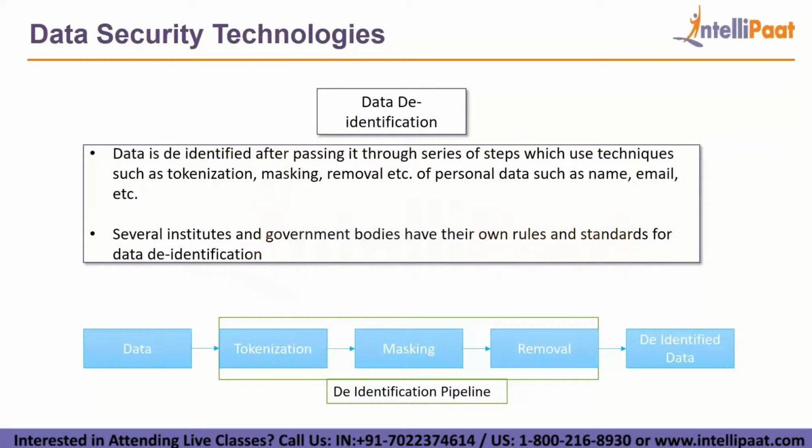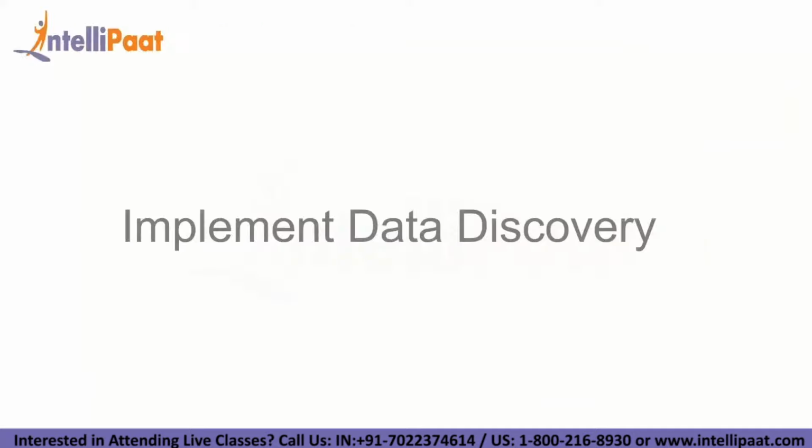Now, several institutions and government bodies have their own rules and standards for data de-identification. So it may be that you don't have to do it on your own. Once you store the data inside some system, when you publish the results, the data that you will be given access to is going to be automatically de-identified. But in any case, it's important to understand. As the diagram below shows, a simple data de-identification pipeline is one in which we tokenize the data, then mask the data, and then remove the data. So with that, now let's take a look at what else we can do.